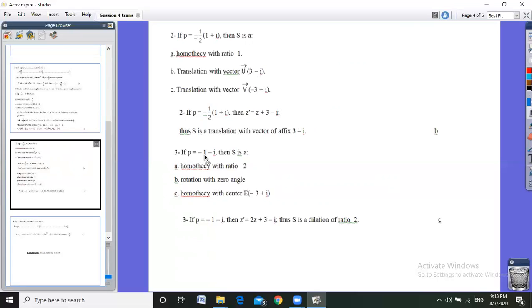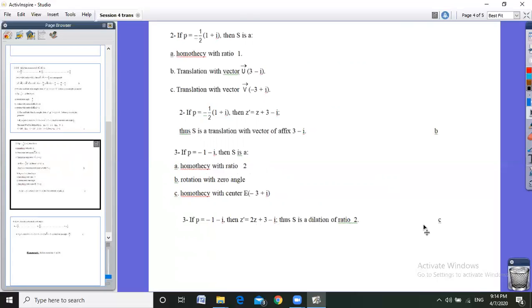Third, if P equals minus 1 minus i, then S is A. Also, when we replace, we get z prime equals 2z plus 3 minus i. Also, 2 here, we can write it 2e^(i0). k is 2, alpha is 0, then it is a positive dilation of ratio 2. Positive dilation of ratio 2 here. So the correct answer is A. Positive dilation of ratio 2.